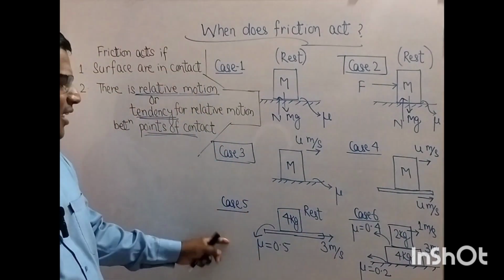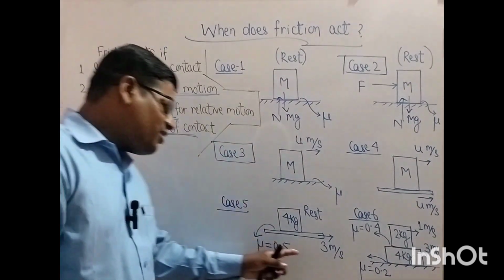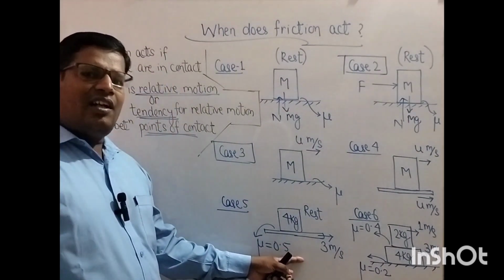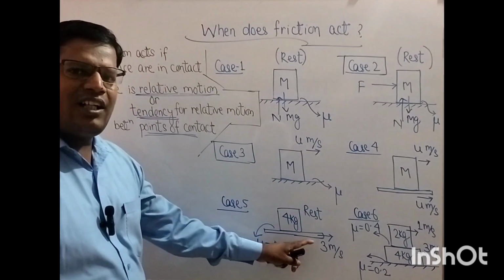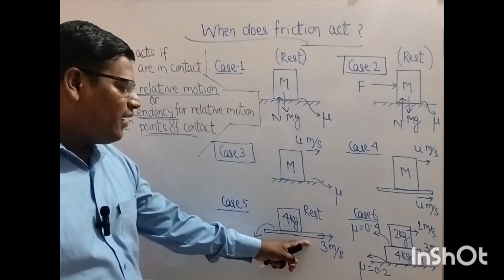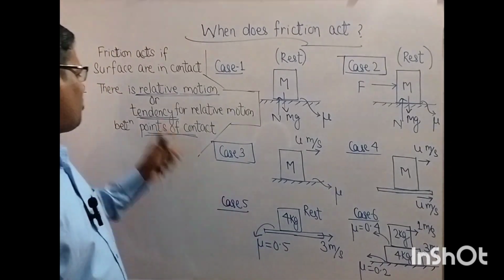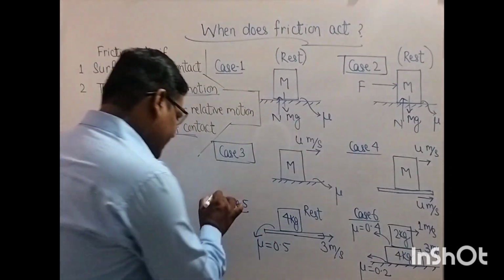Achha, coming to case 5. Will friction be acting here? Let's check. The body is at rest, the plank is moving. The conveyor belt on which it is kept, it is moving. So is there relative motion? Yes. So there is relative motion. So friction is acting here.